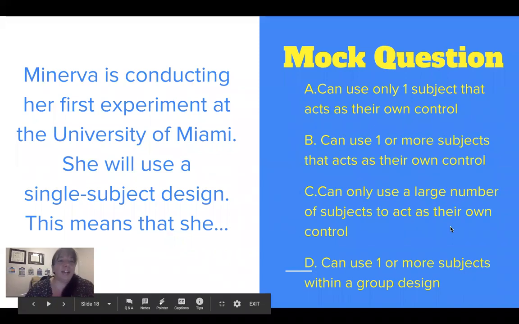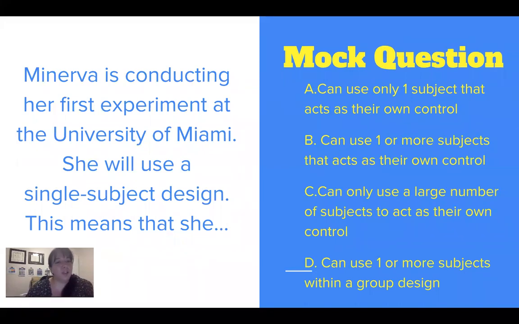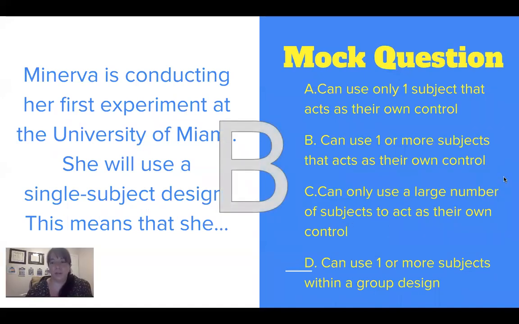All right. Minerva is conducting her first experiment at the University of Miami. Congratulations, Minerva. She will use a single subject design. This means that she: A, can use only one subject that acts as their own control; B, can use one or more subjects that act as their own control; C, can only use a large number of subjects that act as their own control; or D, can use one or more subjects within a group design. B. B as in boy. Yes, nice. Perfect. B.